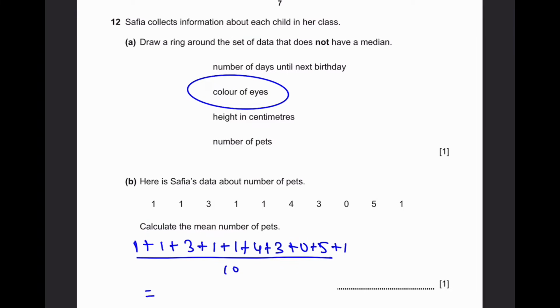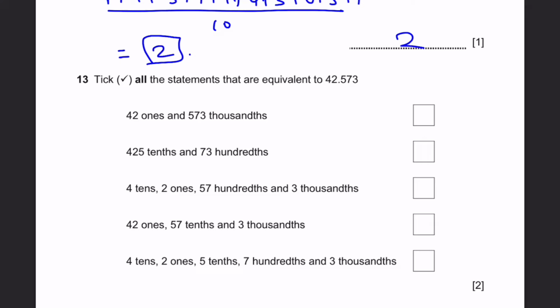Dividing this by 10, we will get 2. That'll be our answer. Question 13. Take all the statements that are equivalent to 42.573. 42 ones and 573 thousandths. That works. 425 tenths and 73 hundredths.